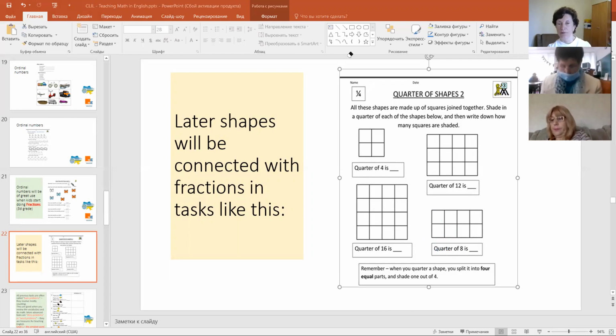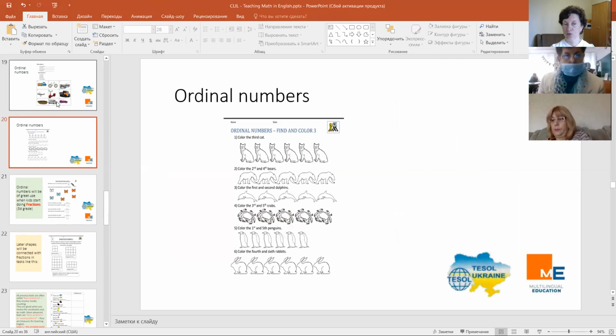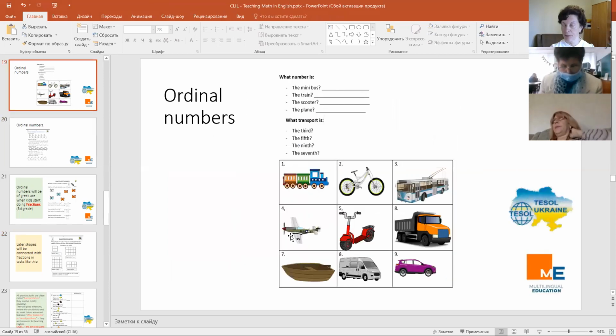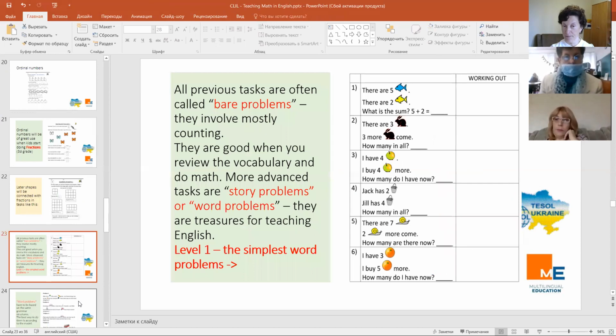Okay, up to now, we have already discussed what to do with fractions, what to do with ordinal numbers, and how to work with very simple problems. However, when we think about English teaching, we mostly think about the language. We don't believe in practicing numbers all the time.